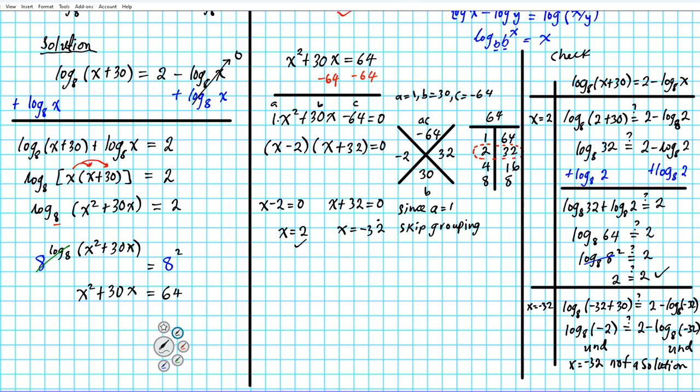So this guy right here is extraneous. So the only solution to this logarithmic equation is x equals 2. Okay? So that's how you solve log equations involving two logs and a number.